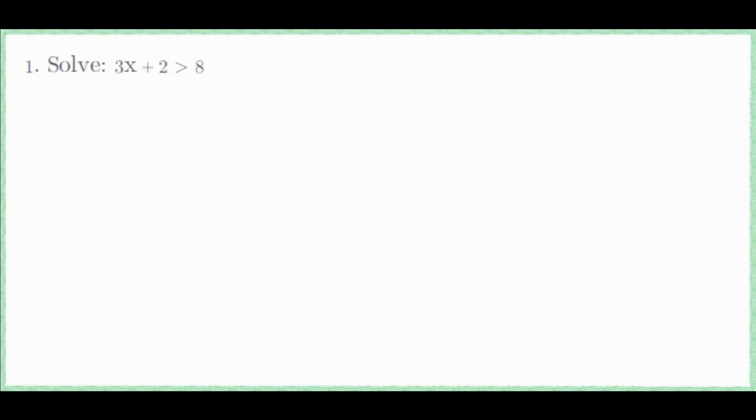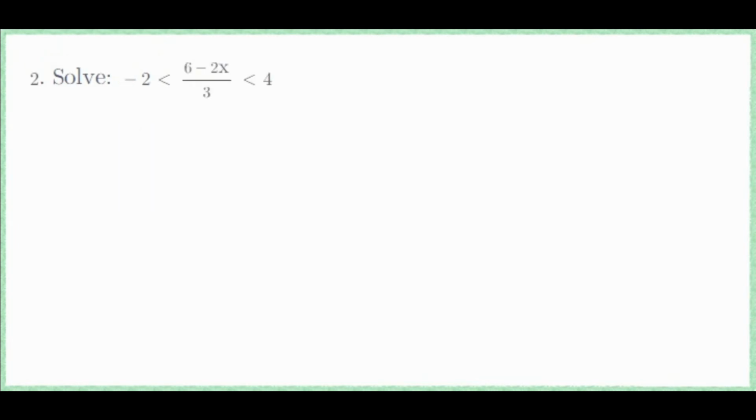We treat inequalities much the same way that we treat an equation. So here we can just subtract 2 from both sides and get 3x is greater than 6. Since 3 is a positive number, we can divide both sides by 3 and end up with x is greater than 2.